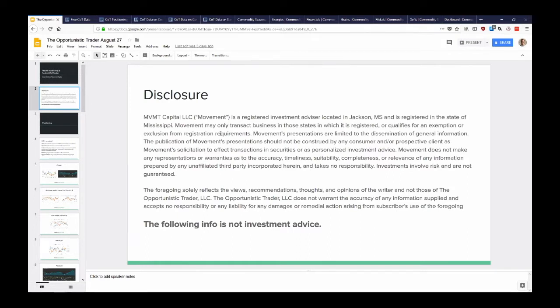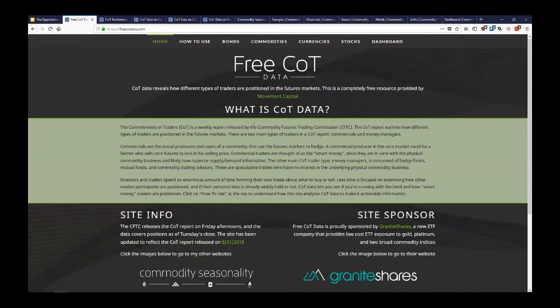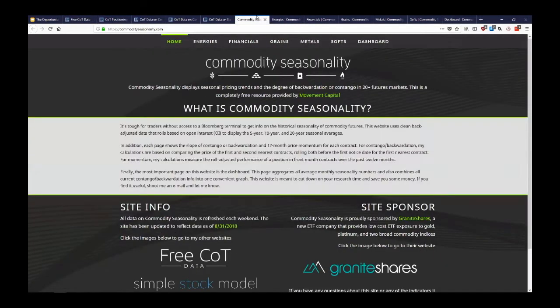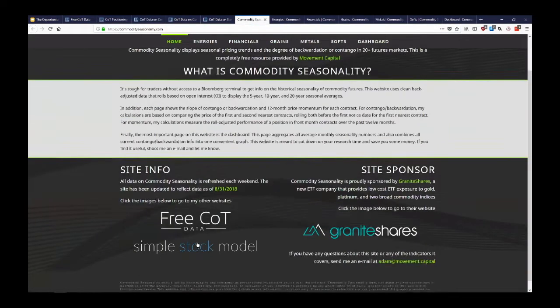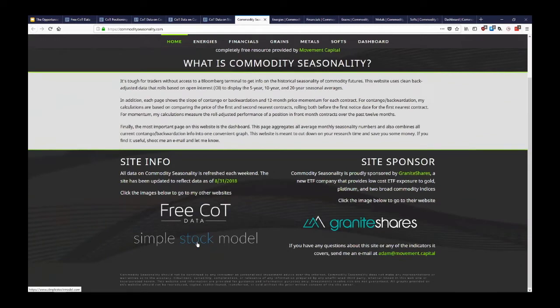Adam runs three websites, which I don't have in front of me. One is Free CoT Report. Another one, Adam, if you can help me out, Seasonality. Yeah. So the three we've got, they're right here. We've got freecotdata.com, which is sort of like market positioning. Then we've got commodityseasonality.com. And then the third one is Simple Stock Model, which is sort of a bunch of different indicators for the S&P.